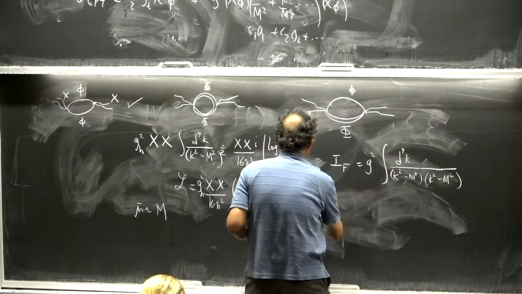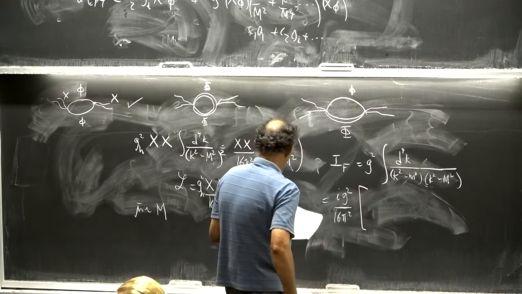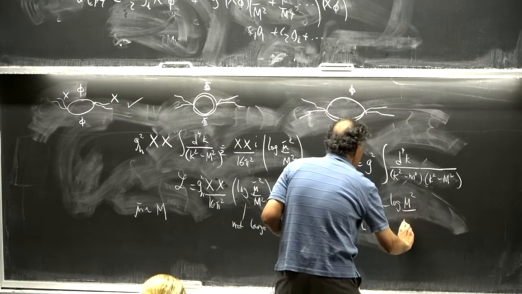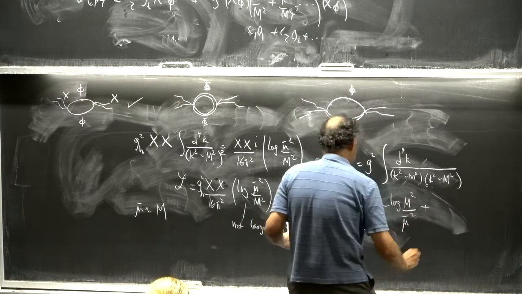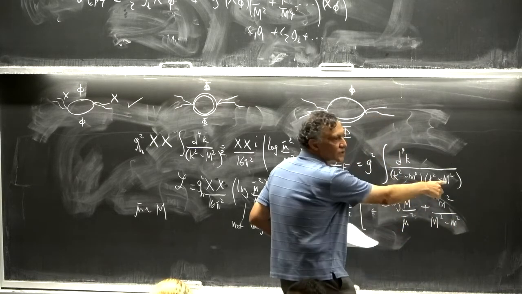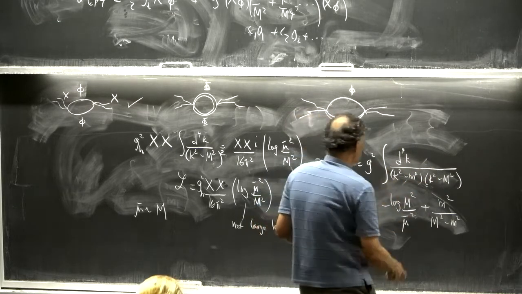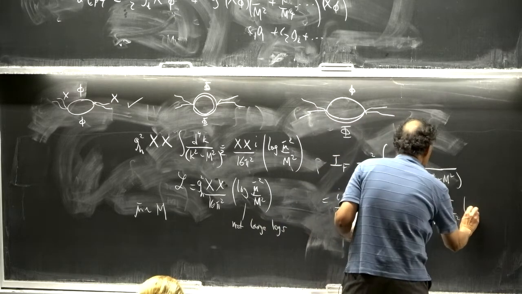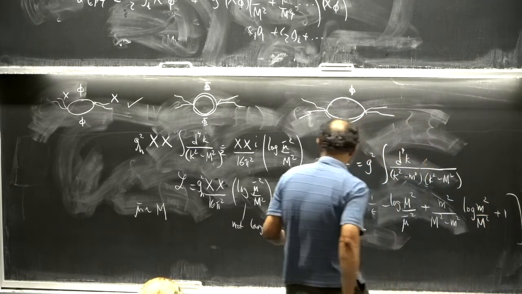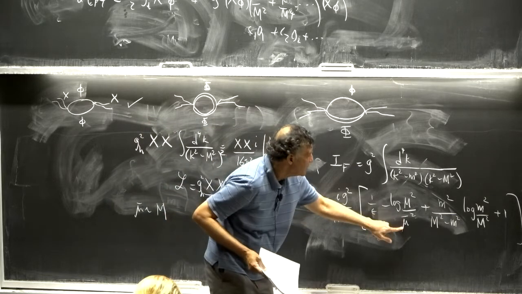Oh, and there's a g squared here. So this is I g squared over 16 pi squared, 1 over epsilon minus log m squared over mu bar squared plus little m squared over big M squared. OK, so you combine the two denominators using Feynman parameters, use the formula to do the integral, do the x integral, and this is what you get.